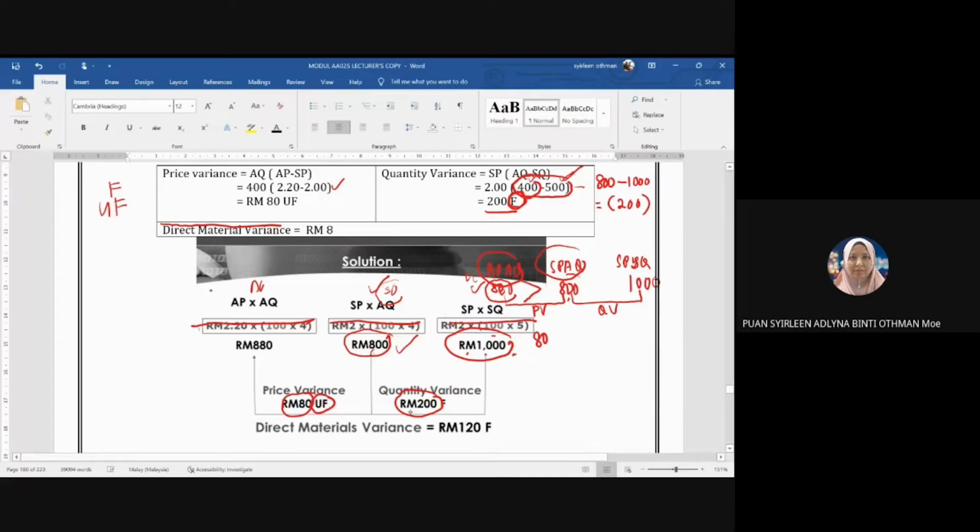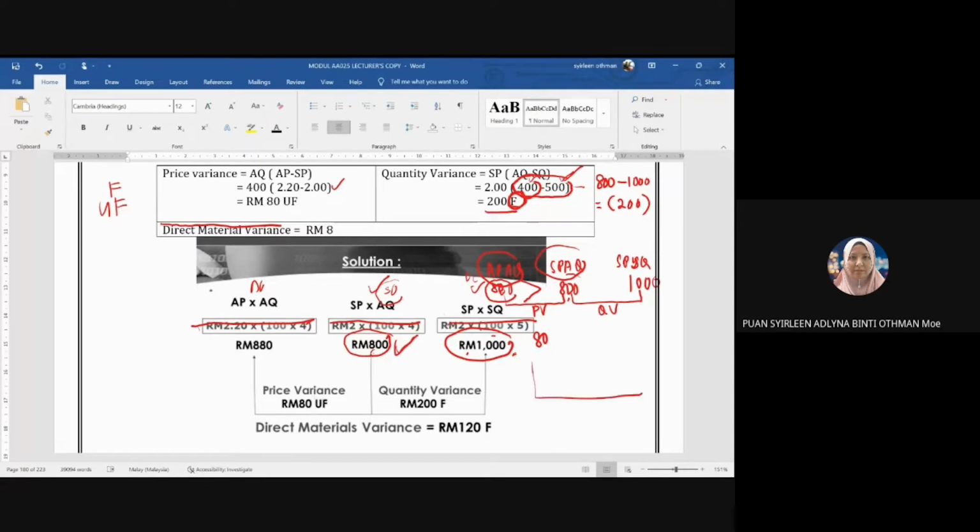So kalau budgeted tu besar, maknanya saya budget 1000, standard you kira you guna 800 saja, that means you are okay. So it's favorable. Okay, so ini sebenarnya nak bagi kamu senang ingat untuk formula. Sebab kadang-kadang kalau formula macam tu je, kita susah nak hafal. Okay, so price variance tadi, UF 80, this is 200.